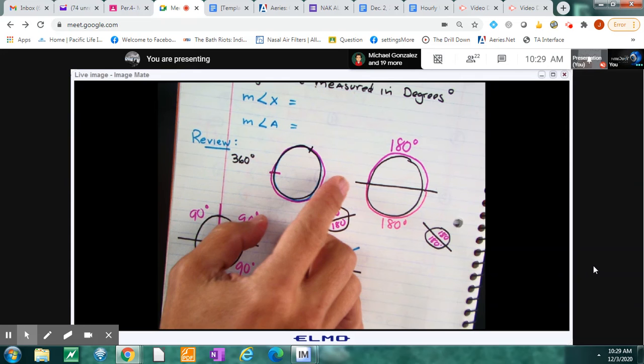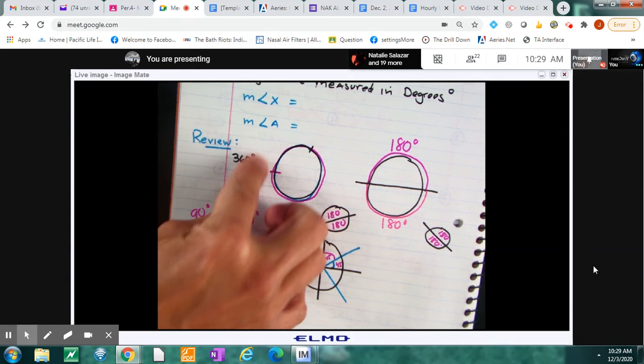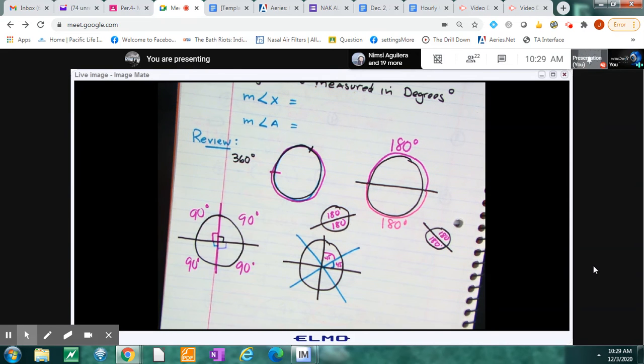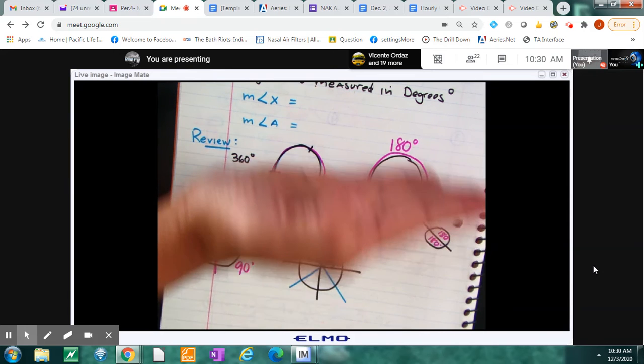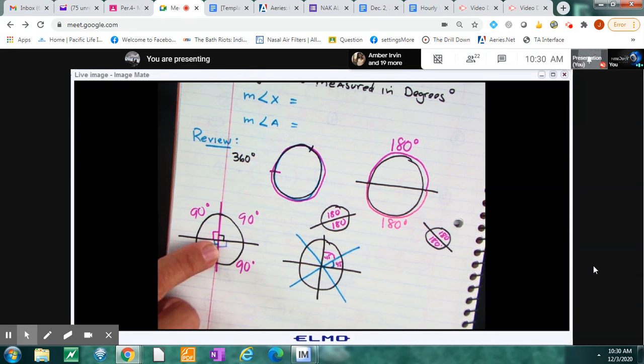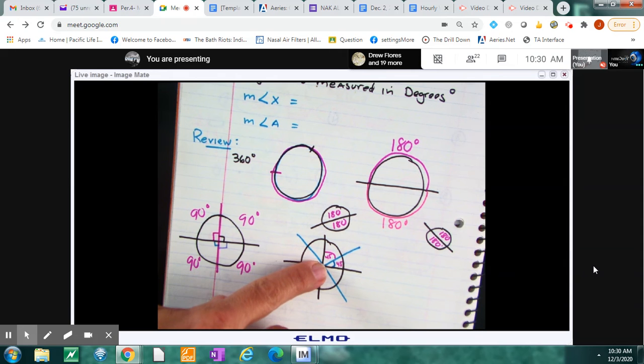So once again, Drew, how many degrees in a circle? Very good, Drew. If I cut it in half, Frank, if I cut the 360 in half, how much is each side? How many degrees? Thank you. Gabriel, if I cut the 180 into smaller pieces and it has a little box, how many degrees is that little box? 90. Very good. And if I break up the 90, Leah, welcome, Leah, how much is that? 45. Good job.